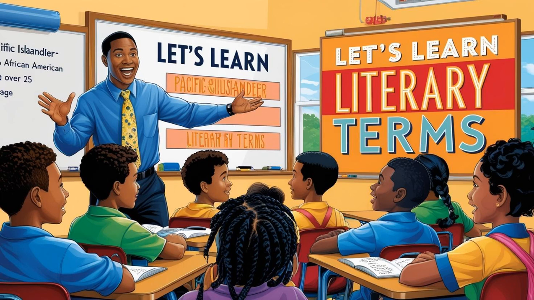Right. And then persona. The persona is the mask or voice the writer adopts for a specific piece. The "I" speaking in the poem isn't necessarily the poet themselves. That's a really important distinction, isn't it? The speaker isn't always the author. Absolutely crucial for interpretation. Okay, nearly there.